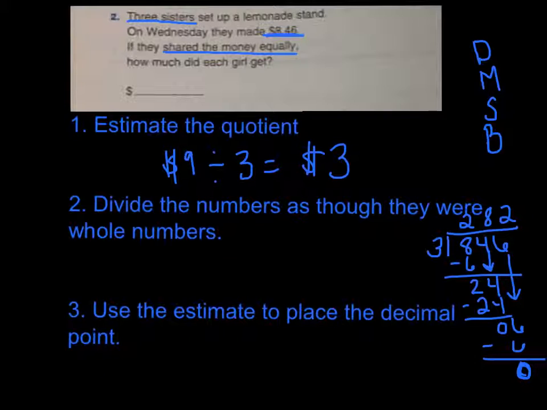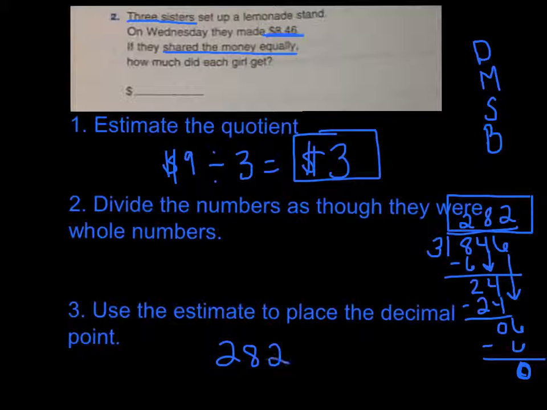So now our last step is to use the estimate to place the decimal point. So looking here, we need an answer that is close to $3. Where would I place my decimal point in 282 so that it gives me a reasonable answer close to $3? If you said between the first 2 and the 8, you are correct. Each girl would get exactly $2.82.